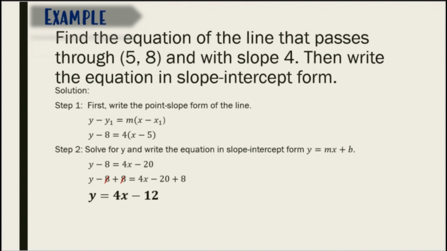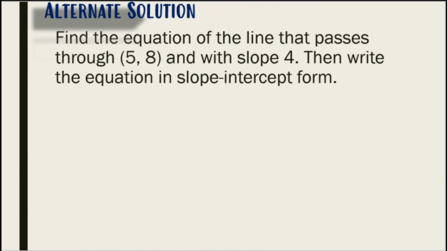So the slope-intercept form, or the equation of the line that passes through point (5, 8) and with slope 4, is y equals 4x minus 12. Let's have another solution for the same question. Find the equation of the line that passes through (5, 8) and with slope 4. Then write the equation in slope-intercept form.